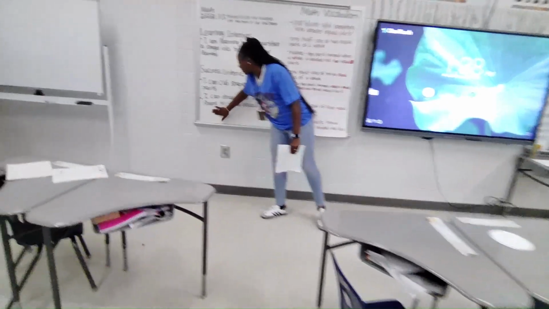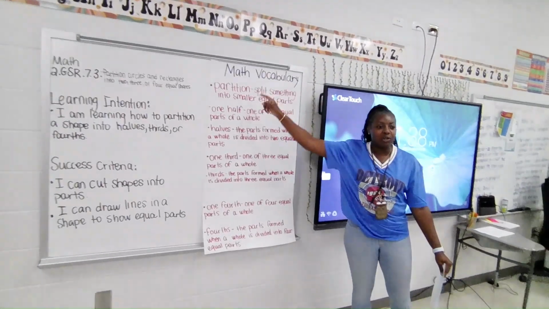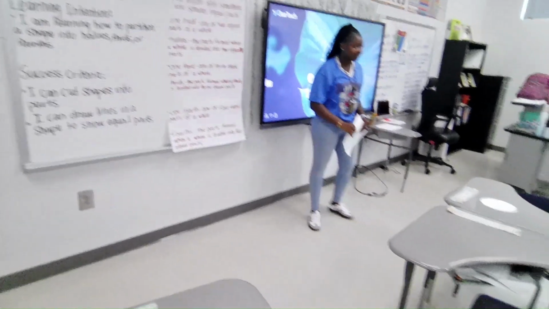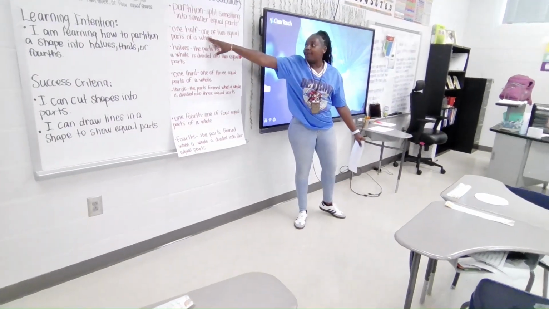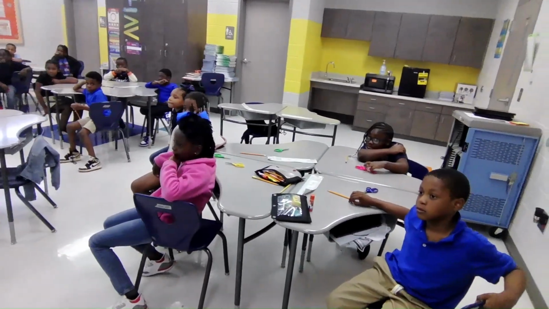And we also have some vocabulary words for this lesson. Your first vocabulary word is partition. That means to split something into smaller, equal parts. You have another vocabulary word, which is one half. That means one of two equal parts of a whole. You also have halves: the parts formed when a whole is divided into two equal parts.